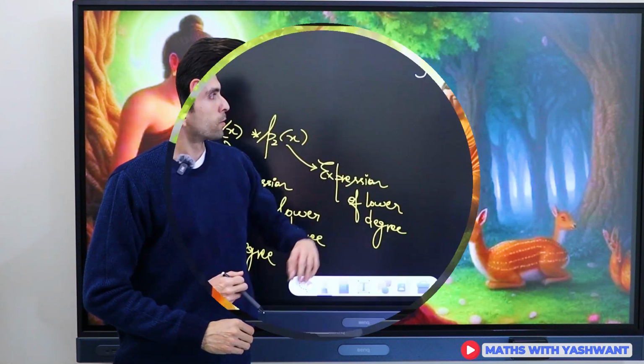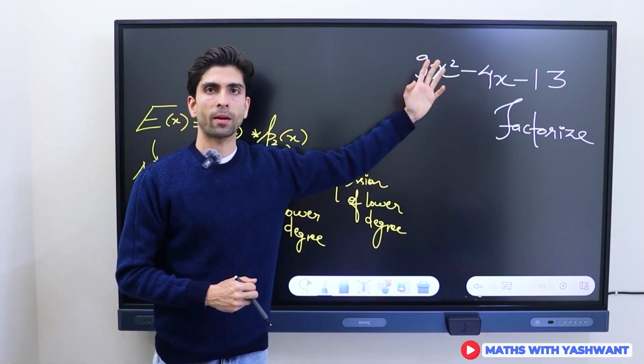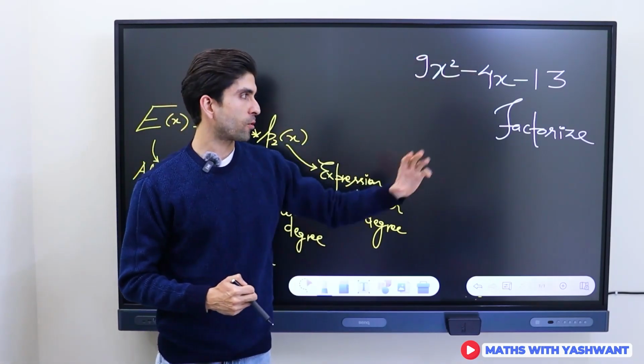And today I have got a really exciting math lesson for you all. Want to know what that is? Then please don't skip and make sure to stay with me till the end. Here we go. So we have 9x squared minus 4x minus 13 and we have to factorize this.